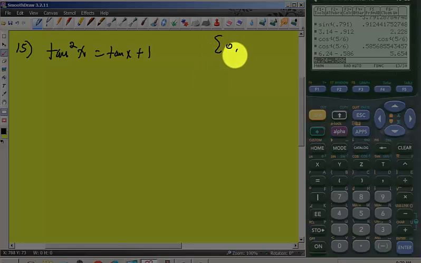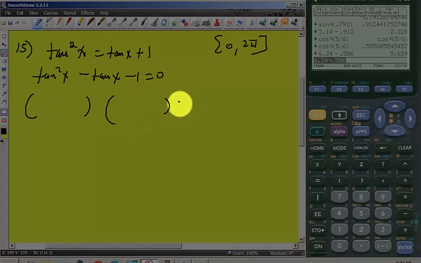Okay, this is 0 to 2 pi. All right. Got to take everything to one side because it's quadratic. This is tangent squared x minus tan x minus 1 is equal to 0. Okay? Factor. Tan x, tan x. Factors of 1. Can't do it.